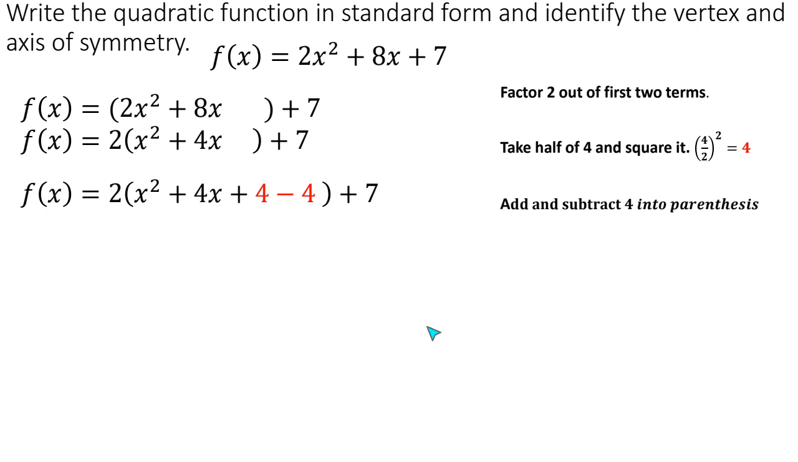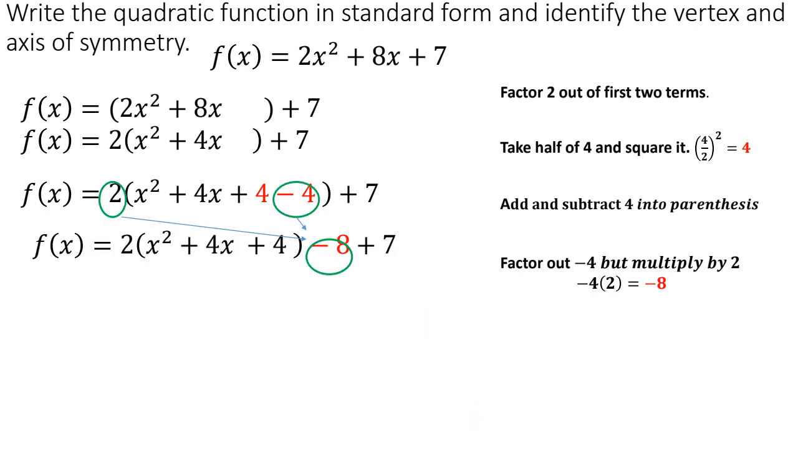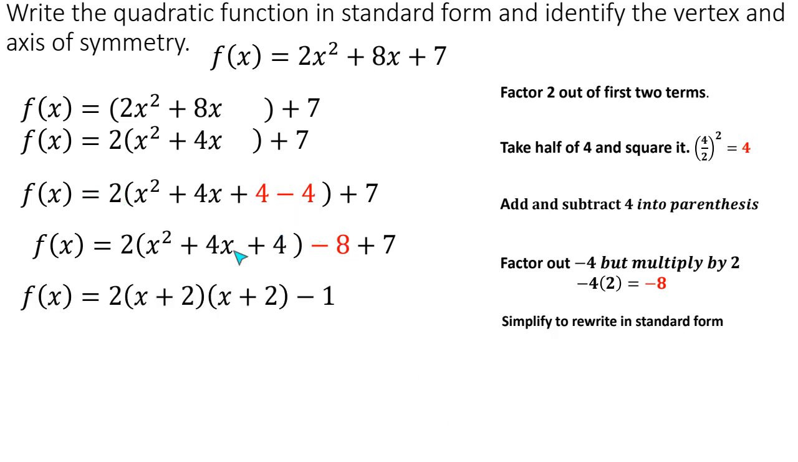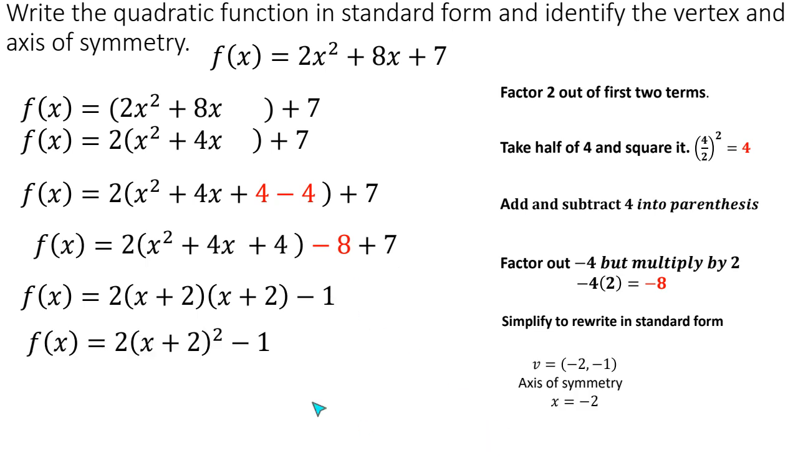And then we're going to go ahead and remove that negative 1. But in order for me to remove it out of the parentheses, I have to multiply it times the number in front of the parentheses. So 2 times negative 1 would be negative 2. And then if I simplify further, x squared plus 2x plus 1 can be factored as x plus 1. Since I have 2 of the same factors, I can rewrite as x plus 1 squared.